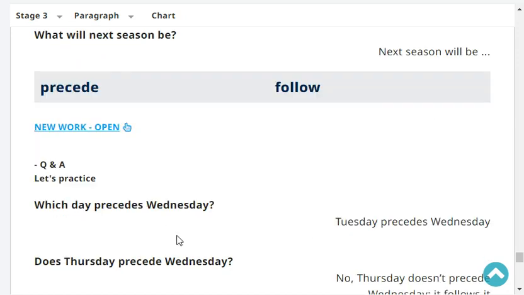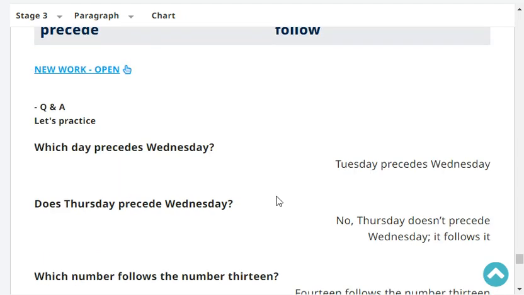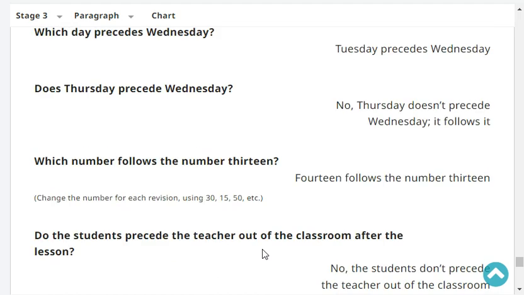Tuesday precedes Wednesday. Does Thursday precede Wednesday? No, Thursday doesn't precede Wednesday. It follows it.